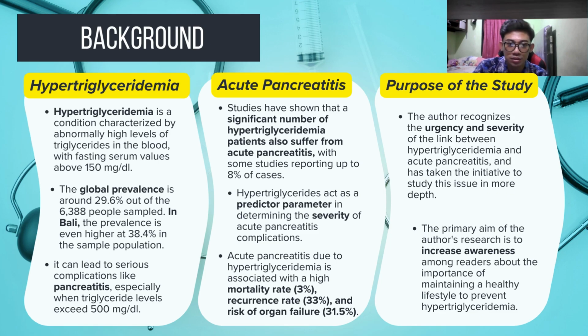At first, hypertriglyceridemia is a condition characterized by abnormally high levels of triglycerides in our blood, with fasting serum values above 150. In global prevalence, it is a high number in the population, and it can lead to serious complications like pancreatitis.